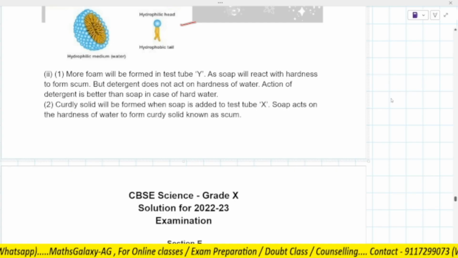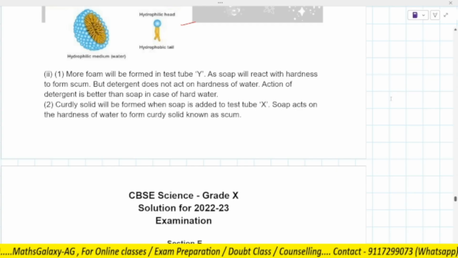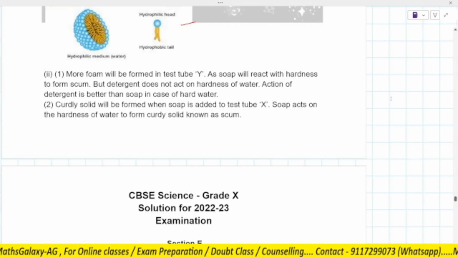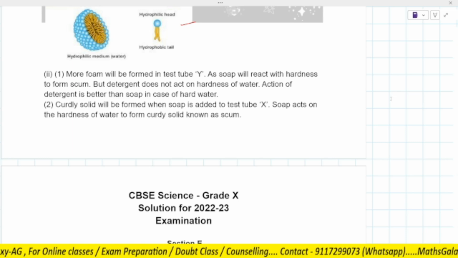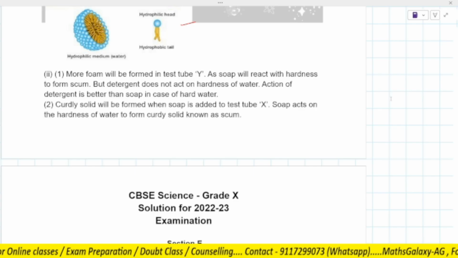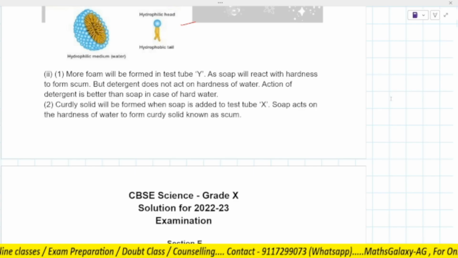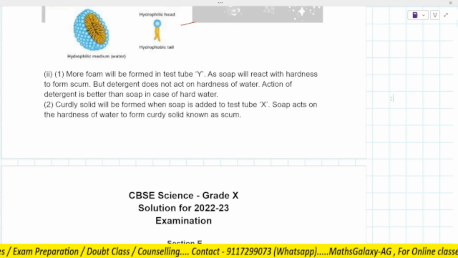More foam will be formed in test tube Y, as soap will react with hardness to form scum, but the detergent does not act on the hardness of water. Action of detergent is better than soap in case of hard water. Is it clear? Or any doubt?